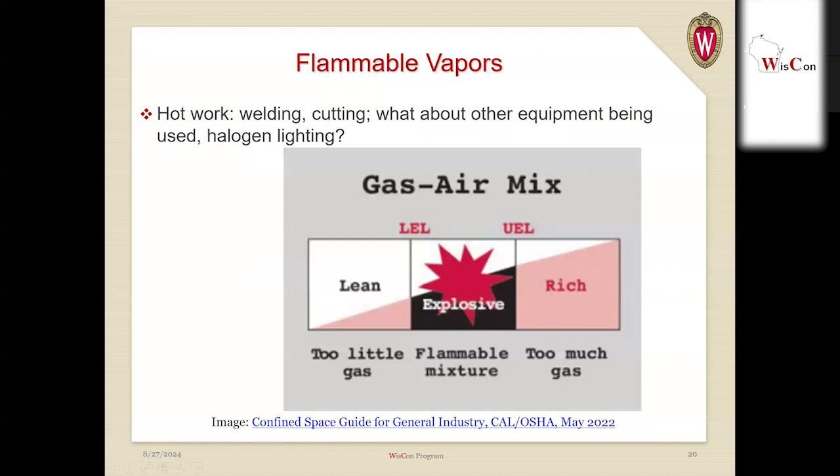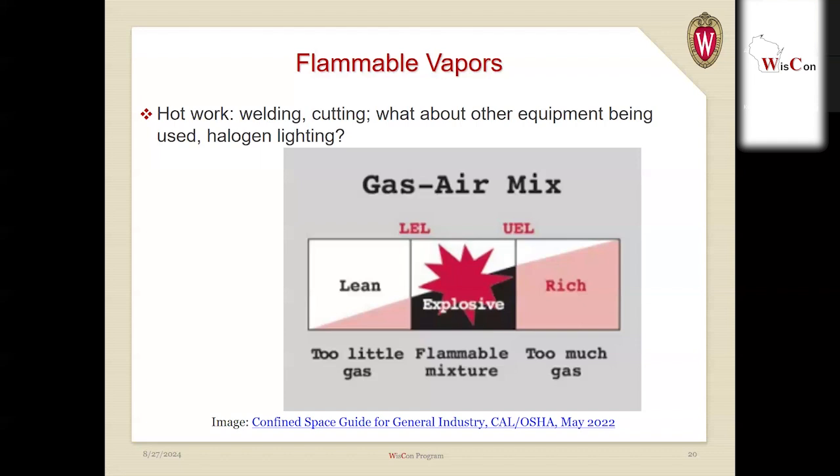The other thing we're concerned about or watching for those atmospheric conditions is going to be the flammable vapors. So what we're thinking about here is hot work, for example, so welding and cutting, what equipment is being brought into that space. And so when we're thinking about gas and air mixtures, we have kind of two things we're looking at. So we're looking at the LEL, or the lower explosive limit. And this is looking at the lowest atmospheric concentration of fuel in the fuel air mixture at which a gas or vapor could potentially explode.